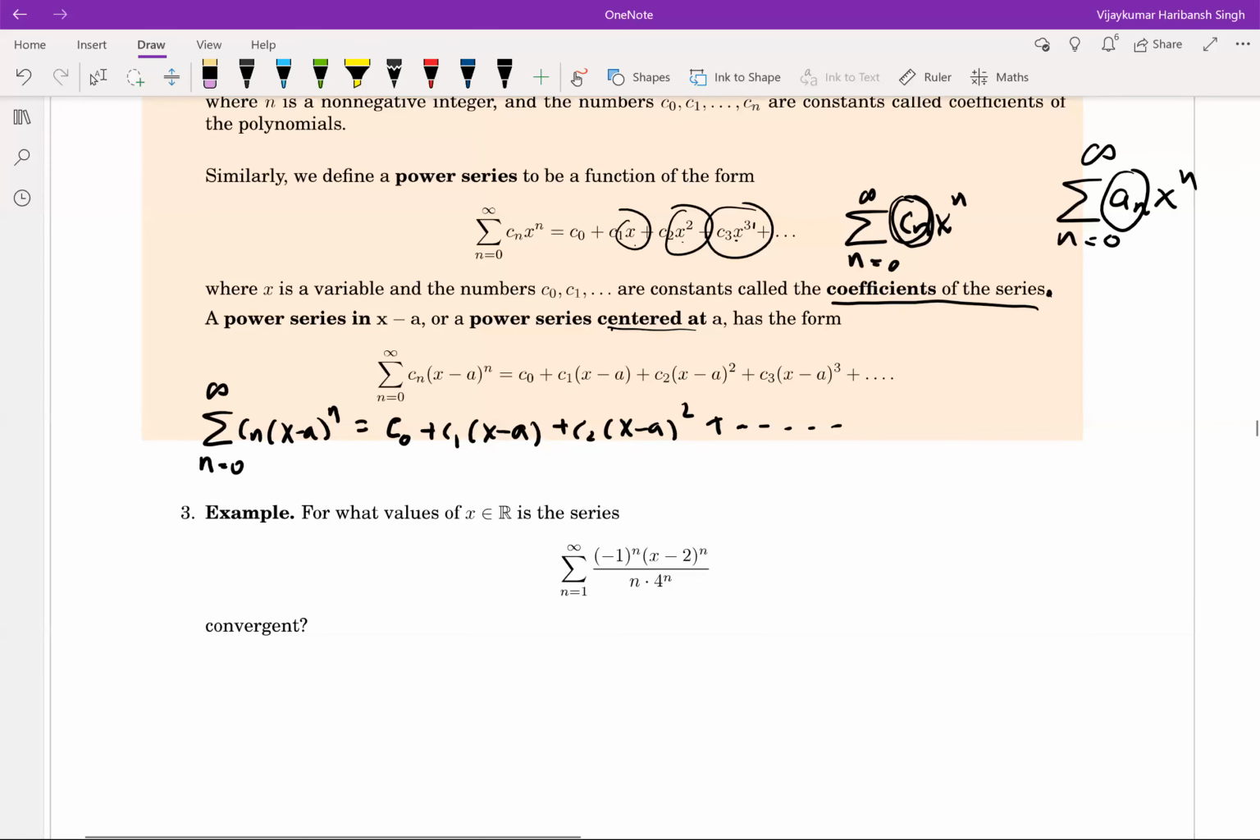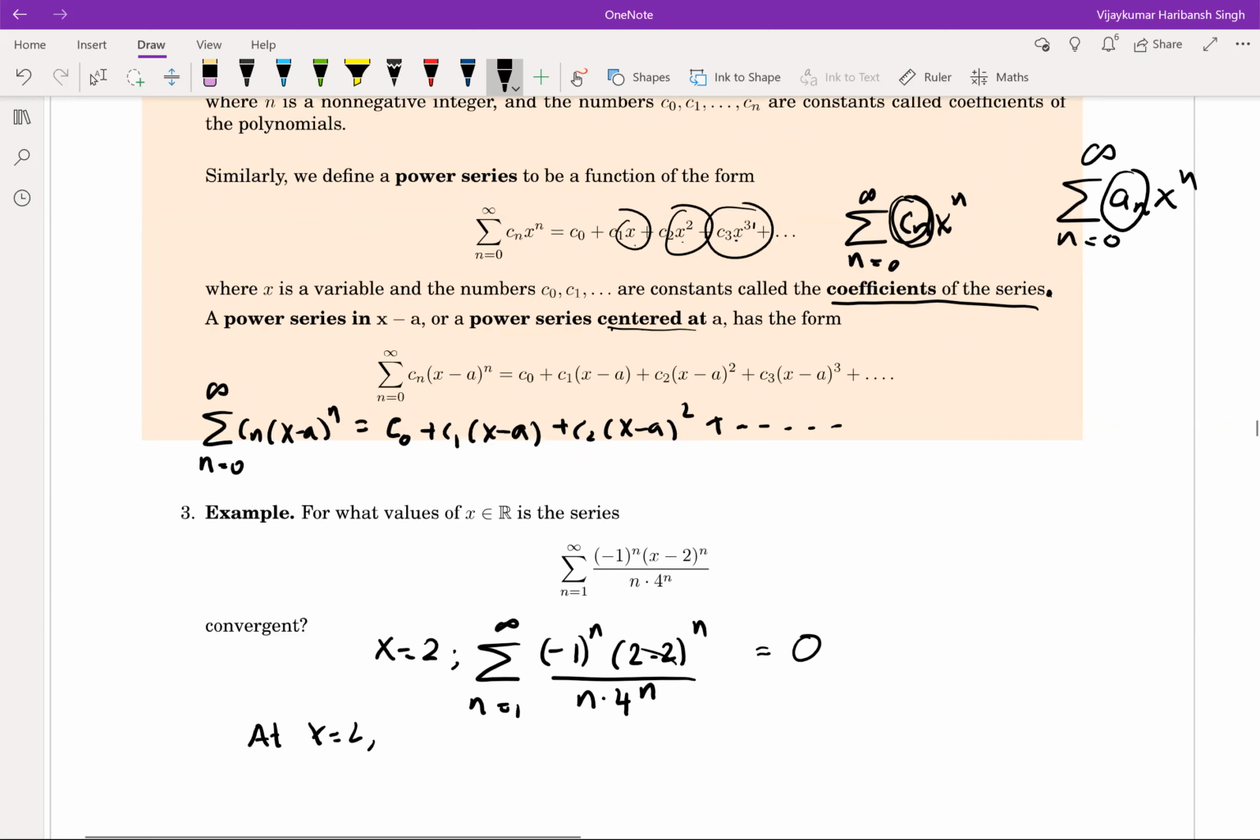Note the following. This power series will converge for at least one value for sure, and that is the center, which is 2. Because if x equals 2, you will get the summation from n equals 1 to infinity of (-1) to the power n, (2 minus 2) to the power n upon n times 4 to the power n. And this will be 0, right? So it's basically adding a bunch of zeros. So you get 0. So at x equals 2, this power series converges, right? So the convergence of the power series is guaranteed at the center.